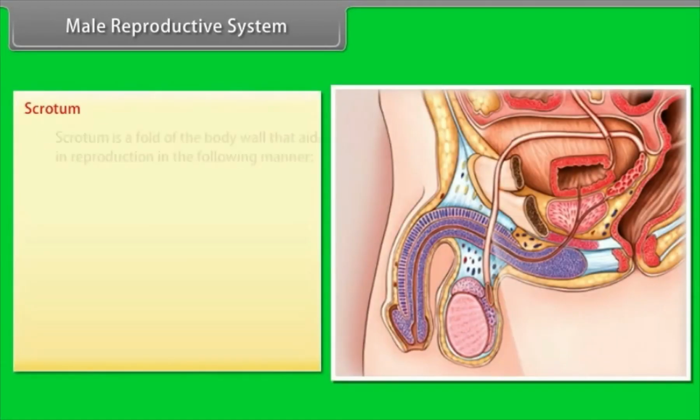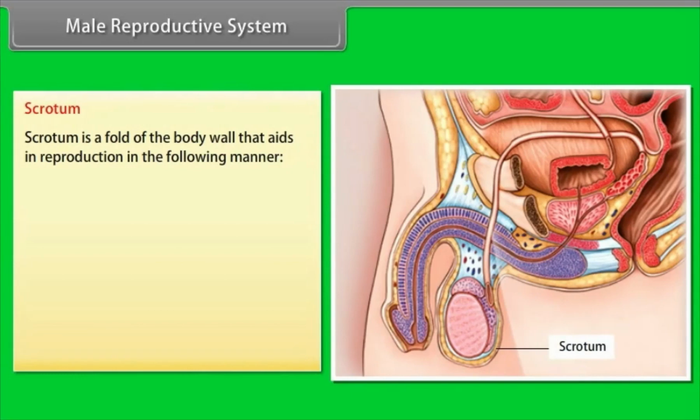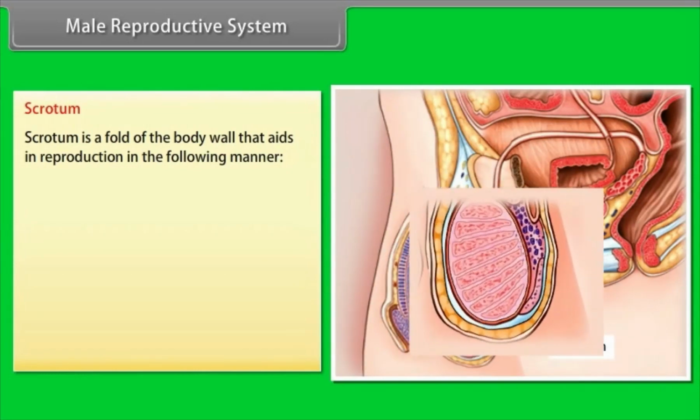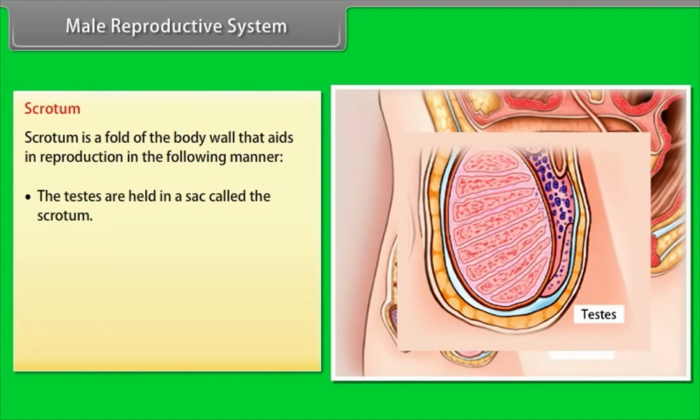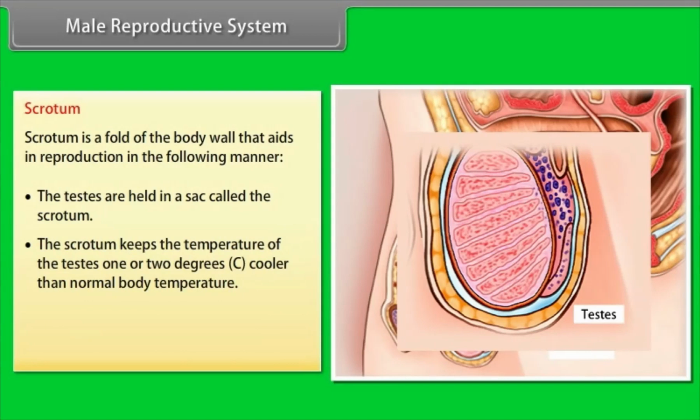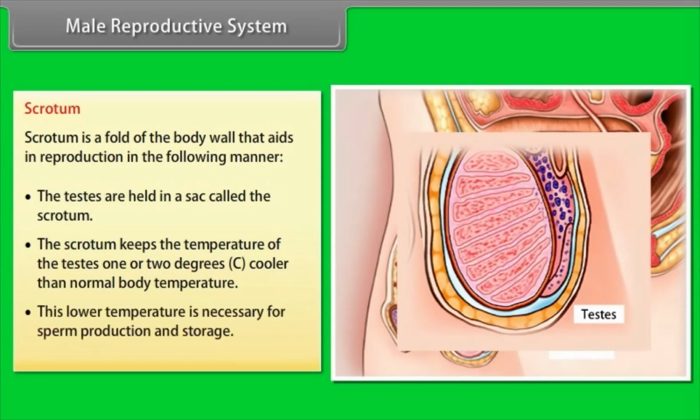Scrotum. Scrotum is a fold of the body wall that aids in reproduction in the following manner. The testes are held in a sac called the scrotum. The scrotum keeps the temperature of the testes 1 or 2 degrees cooler than normal body temperature. This low temperature is necessary for sperm production and storage.